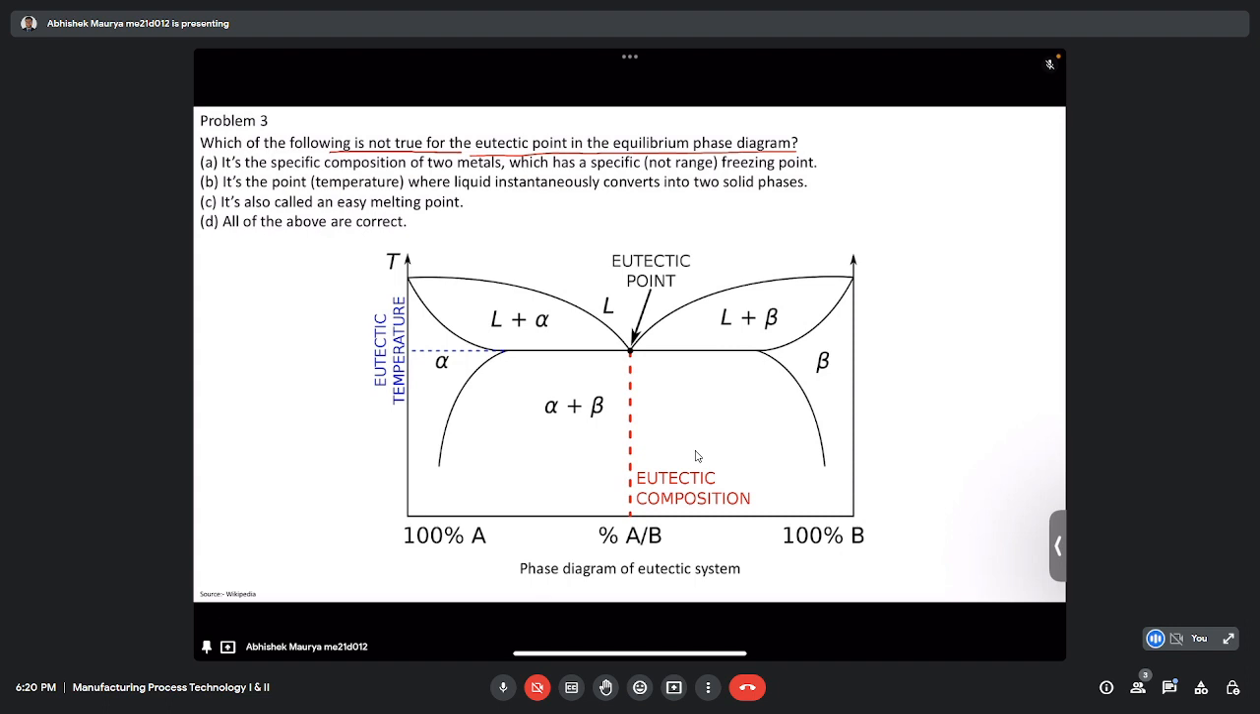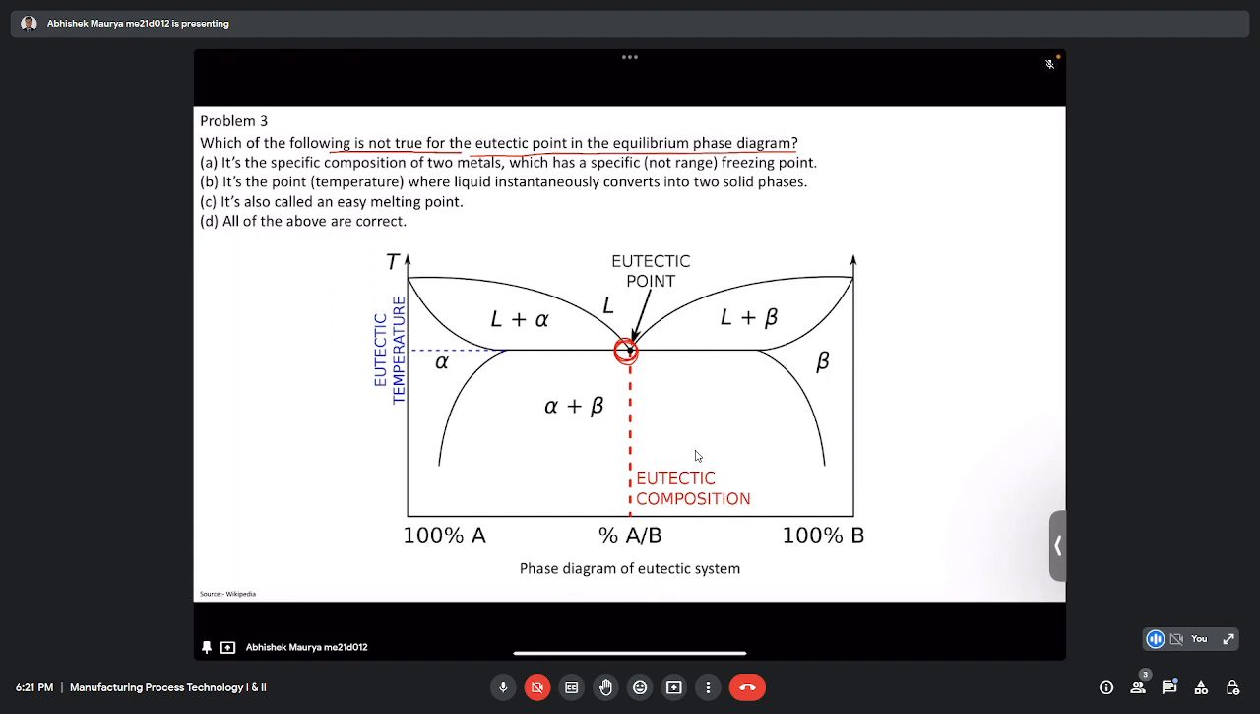This kind of system, where we get two phases after solidification, and in between, for different compositions, we get different ratios of those phases, is called the eutectic system, and this is a very special point. It is called a eutectic point. It has many features, so let's look at each option and see whether it is correct for this point.